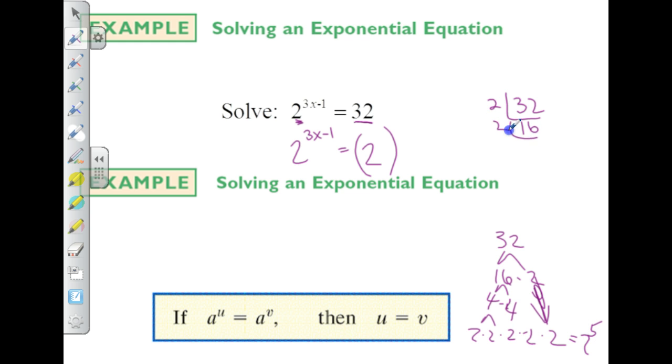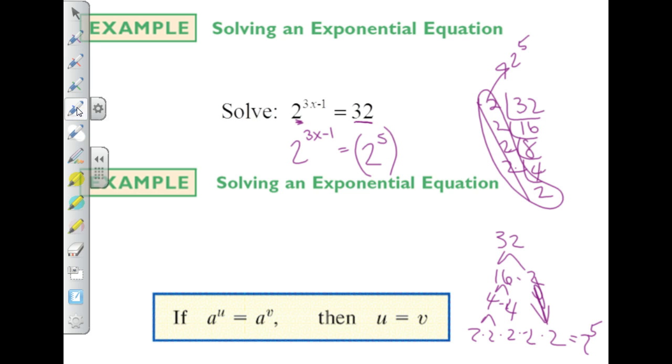Take half, take prime numbers. 2 goes into 8 4 times, 2 goes into 4 twice, and then you can see 2 to the 5th is how you can rewrite 32. So I call this upside down division. It's a little bit faster, a little bit neater to organize your thoughts.